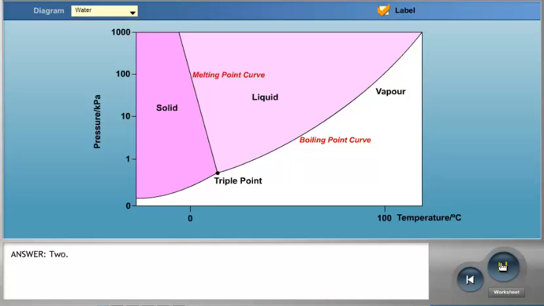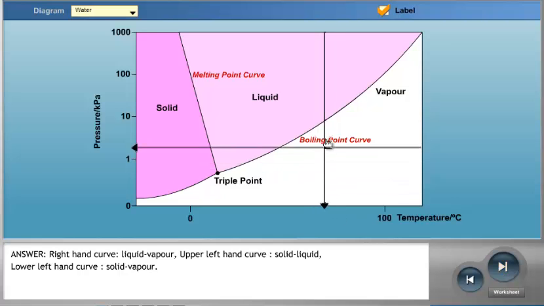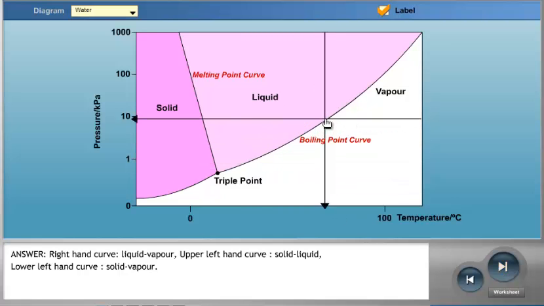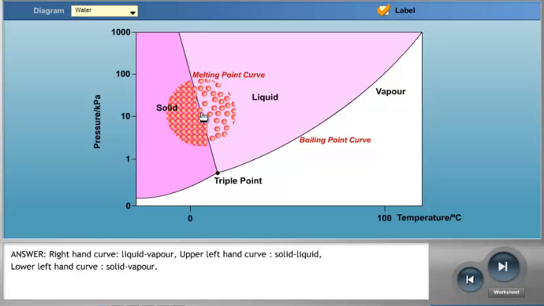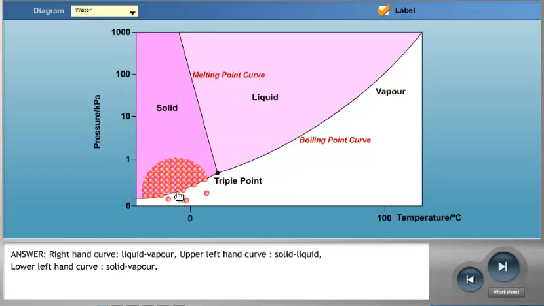Answer: 2. Which phase equilibrium does each curve thus represent? Answer: right-hand curve, liquid vapor. Upper left-hand curve, solid liquid. Lower left-hand curve, solid vapor.